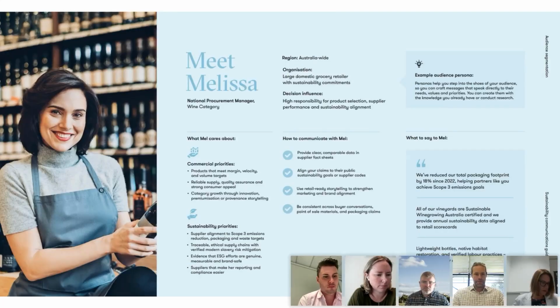As an example, this is an example of a national procurement manager for wine, and this is taken from the Sustainability Communications Guide. It shows perhaps Melissa, this is a fictional character, what Melissa cares about from a commercial perspective and a sustainability perspective, and how best to communicate with Melissa, what to say to her, and what are some of the types of data that you can use as evidence, and how you can use that to communicate this through to Melissa. So this is, again, included within the Sustainability Communications Guide.